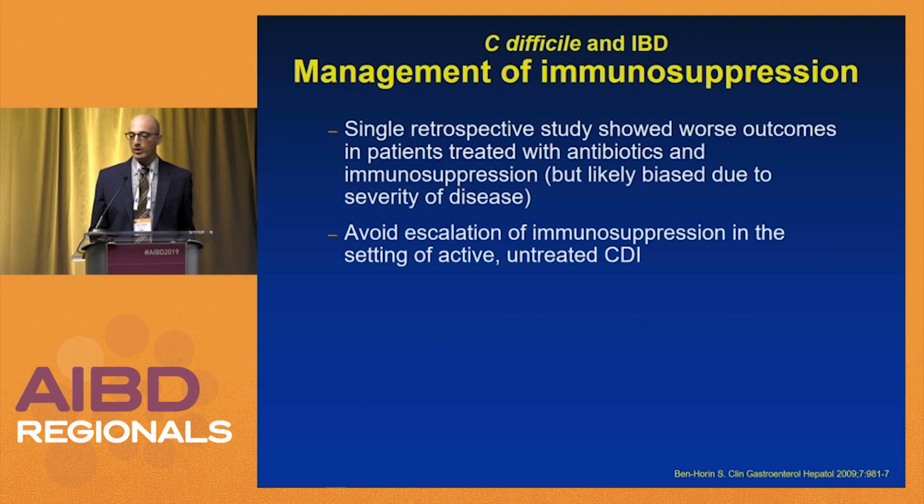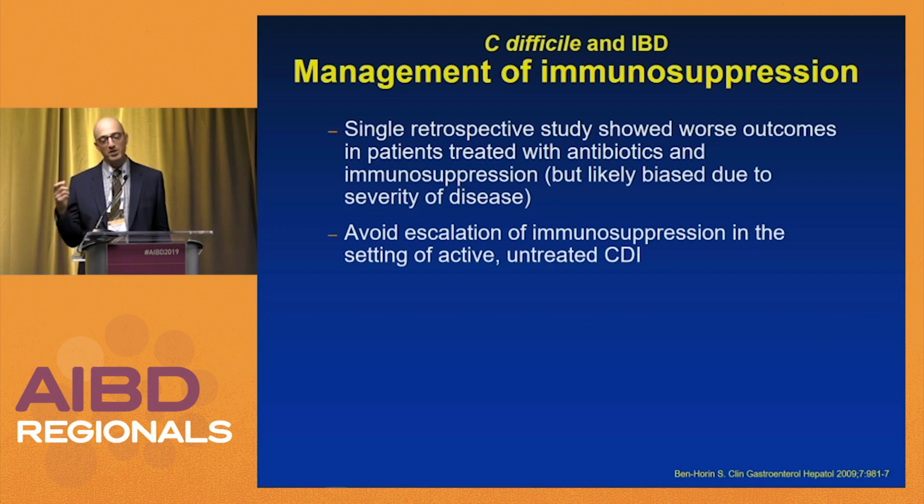One question that comes up frequently, especially on our inpatients, is whether to increase immunosuppression. It's always a little bit scary in patients who have an active infection, do we increase their immunosuppression to treat their inflammatory bowel disease? There was a single retrospective study that did show worse outcomes in patients with antibiotics who had added immunosuppression, although keep in mind that this was retrospective, so this is likely biased based on disease activity in the patients who needed escalation of immunosuppression.